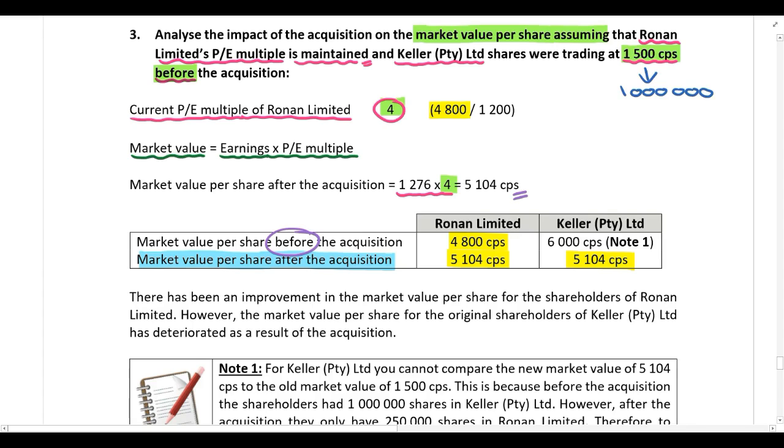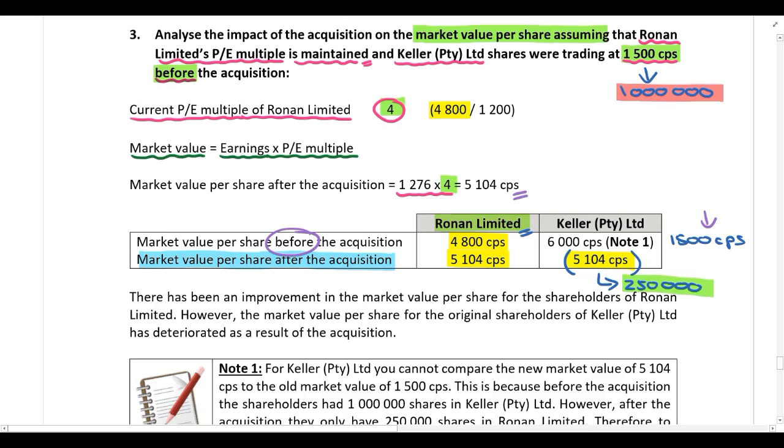So you can't compare 1,500 cents per share to 5,104 cents per share, because this is based on the shareholders having 250,000 shares in Ronin Limited. After the acquisition, these shareholders have 250,000 shares in Ronin Limited. However, before the acquisition, they had 1 million shares in Keller Pty Limited. So this is based on 1 million shares.